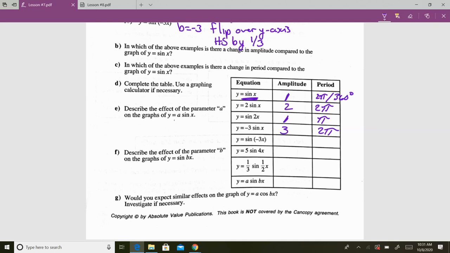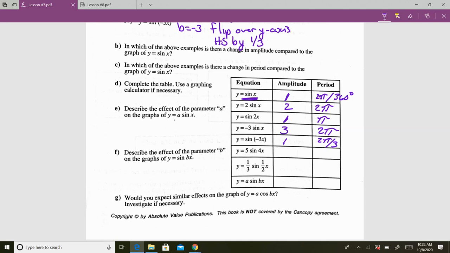All right, next one, sine -3x. Did we change the amplitude? Did we change the period? What is it? If we went from a period of 2 pi to pi when our b value was 2, what do you think this one is? Pi divided by 3. You divide the period by your b value.